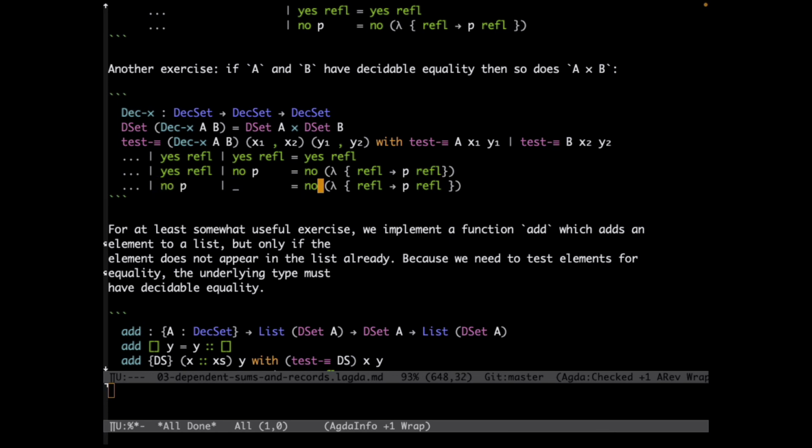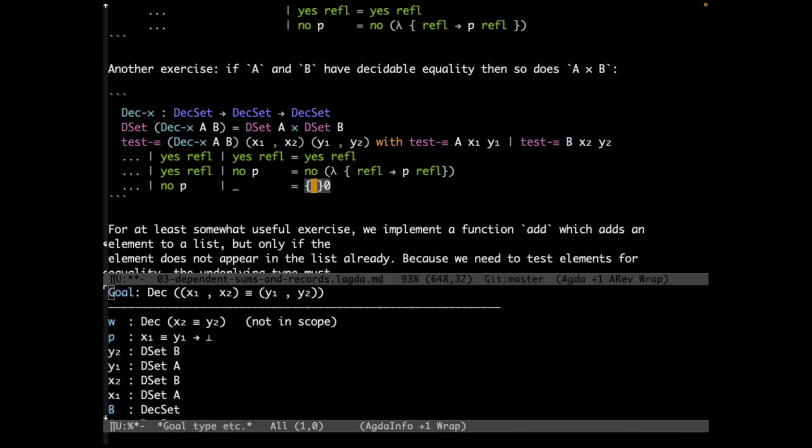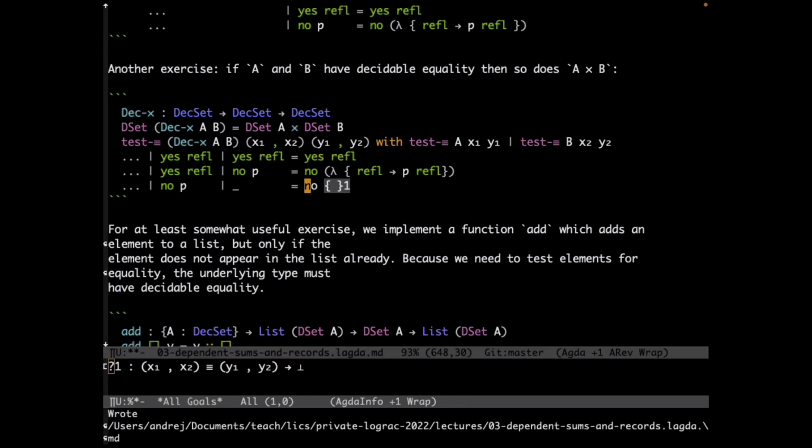Maybe let's do this one, okay? So you get to this point in your proof. So the first one is easy. So how do you do one of these no's? Okay, you stare at this and you say, hey, what is this telling me? It's telling me that x1 and y1 are not equal. Well, but then the pair x1, x2 cannot be equal to y1, y2 if x1 and y1 are not equal. So I say the answer is no.